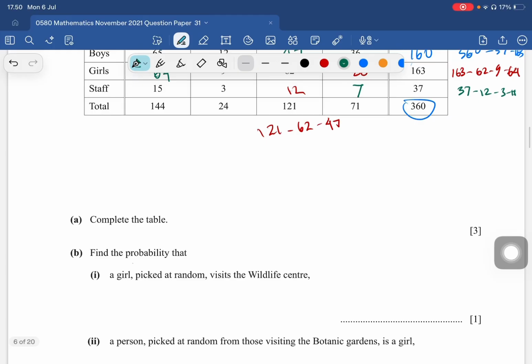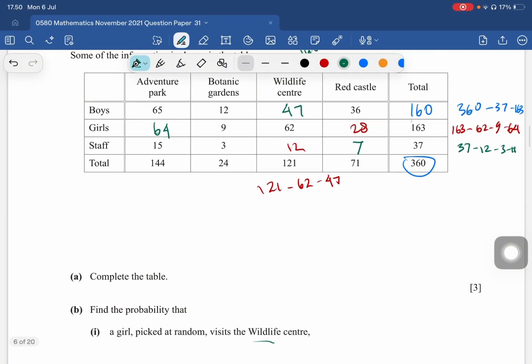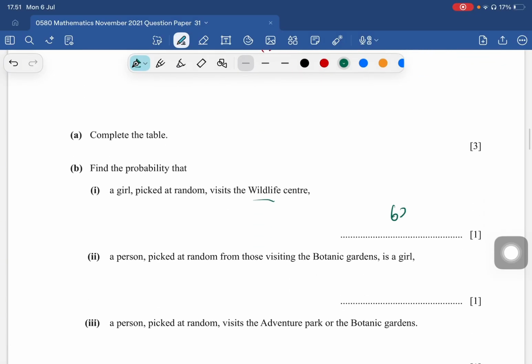We find the probability that a girl picked at random visited the wildlife center. So the total of girls is 163, wildlife is 62. So here is 62 over 163.